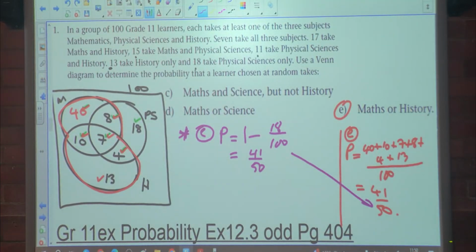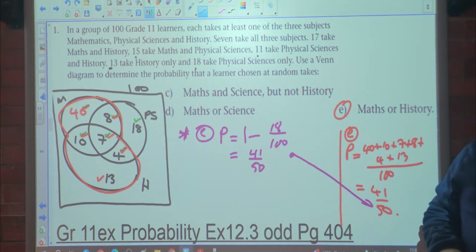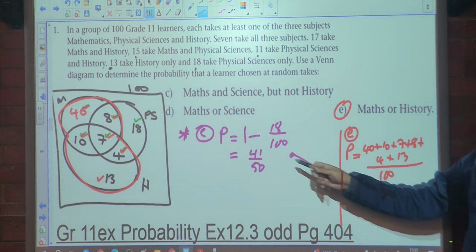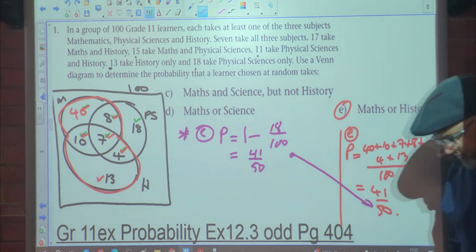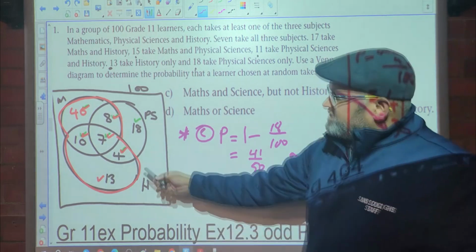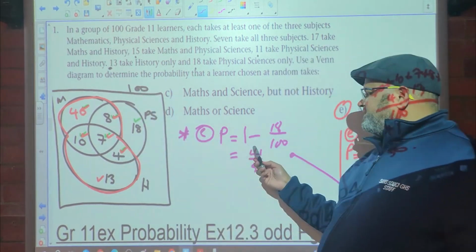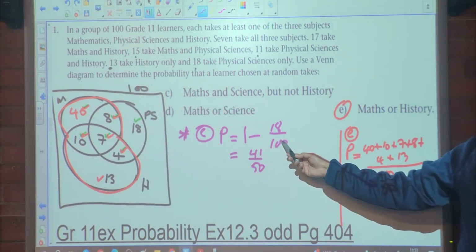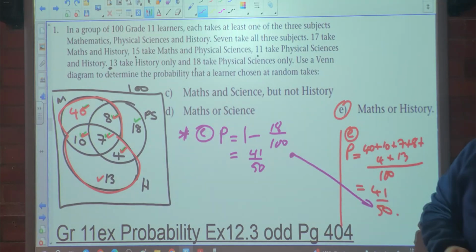Okay, so if you understand the complementary rule, it will make life easier for you guys when it comes to these calculations. You must remember that those two always add up to 1. When we add all the parts together, it will always add up to the sample space. Why did I go with 1 minus? Because that is the probability of not M or H. Mathematics or history. Okay?